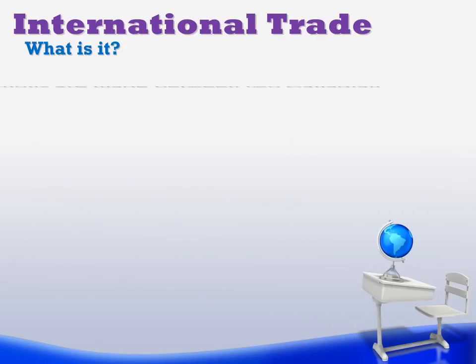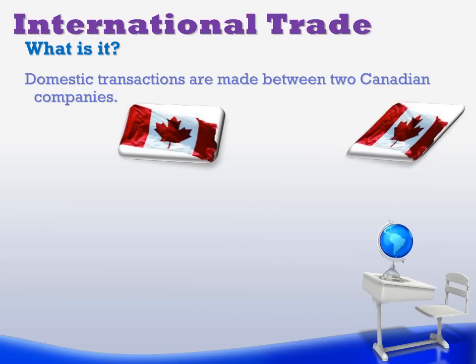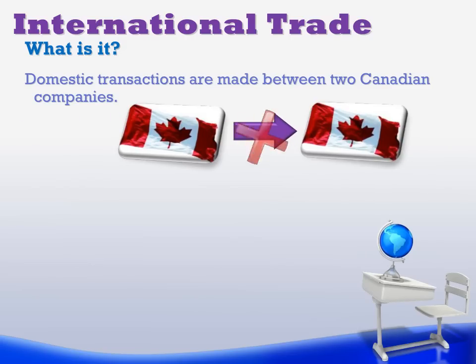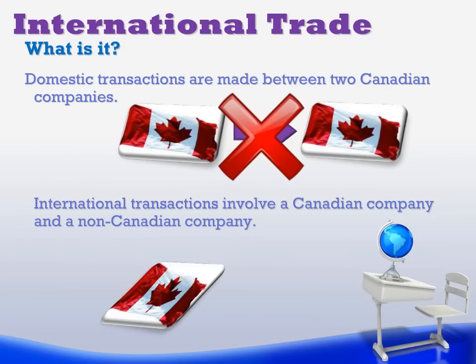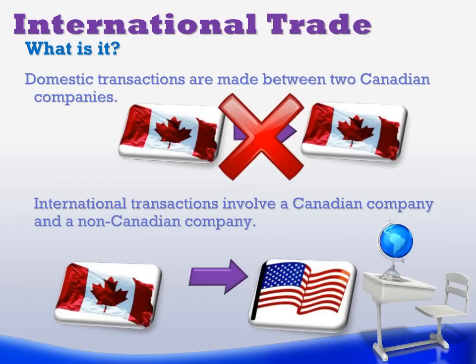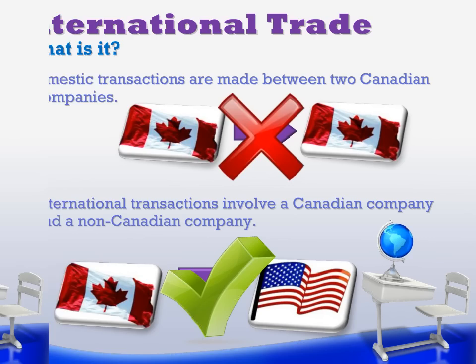So first off, international trade, what the heck is it? Well, if we're Canada and we're selling goods and services between Canadians, well, that's not international trade. Yeah, that is domestic transactions. Whereas, if we are Canada and we're selling goods or services to the United States, those are international transactions. That's a Canadian company selling to a non-Canadian company. And yes, that is international trade. However, some situations regarding trade need a little bit more clarification. So let's take a look.